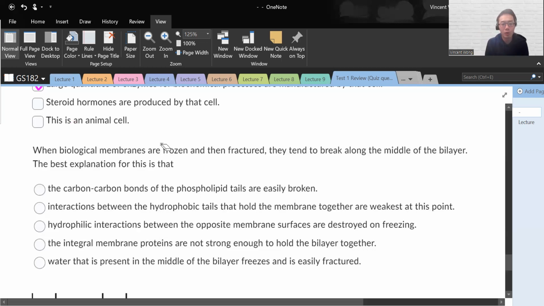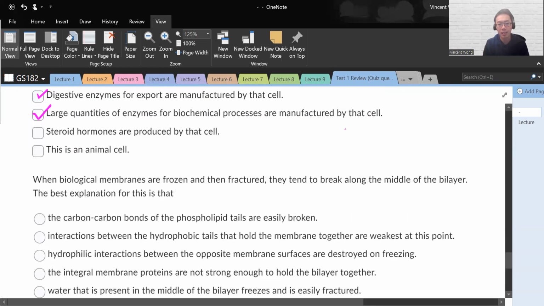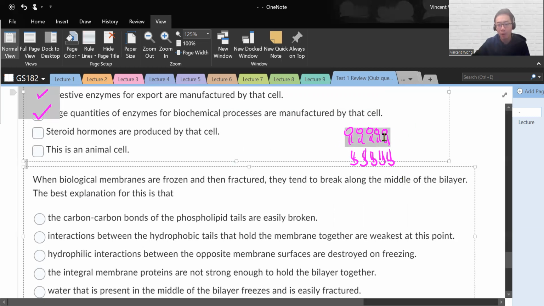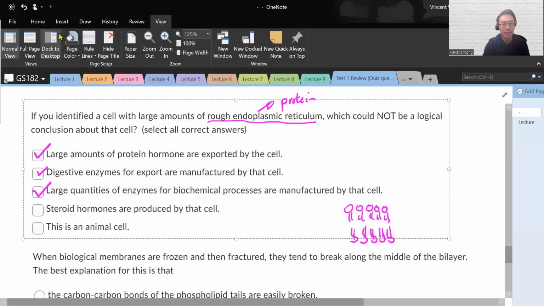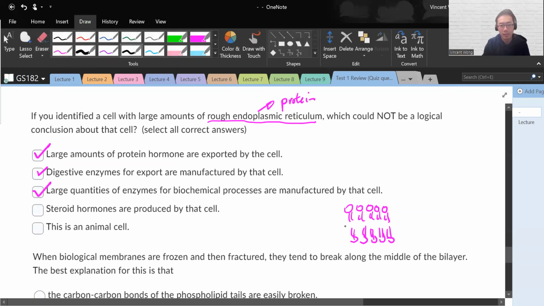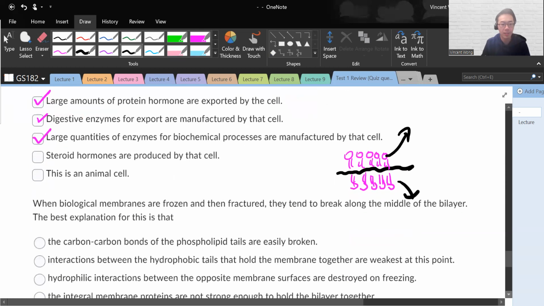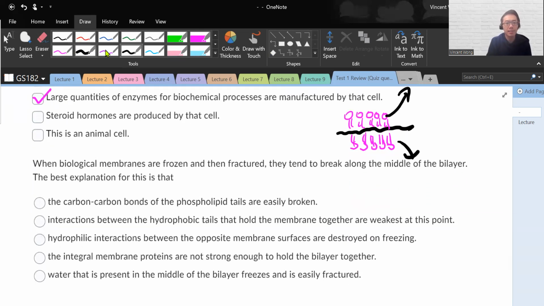So when biological membranes are frozen, then fractured, which means broken up, they tend to break along the middle of the bilayer. So imagine your phospholipid like this. You're going to freeze this thing and then you're going to break it. How will it break? Well, it tends to break right in the middle of the bilayer like that. So this thing peels off, this thing peels off. That's what it's saying. The best explanation for this is, all right, let's see the answers.